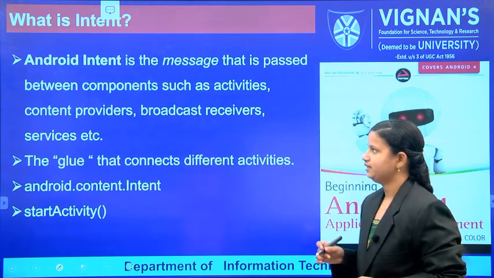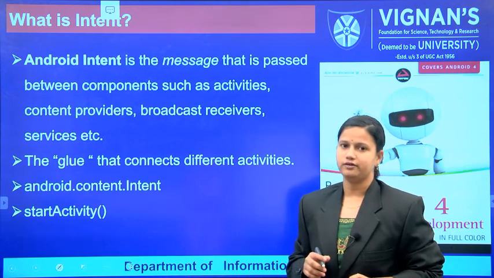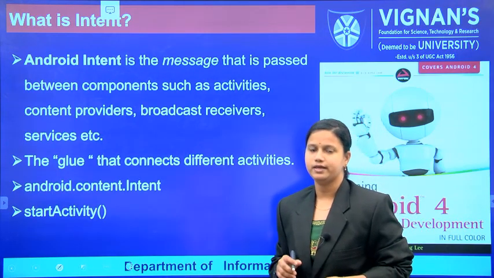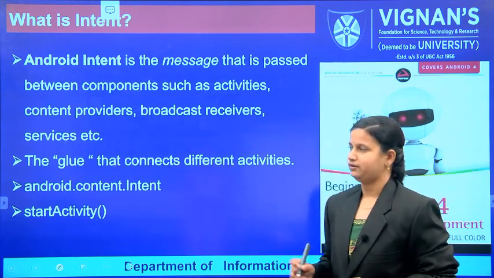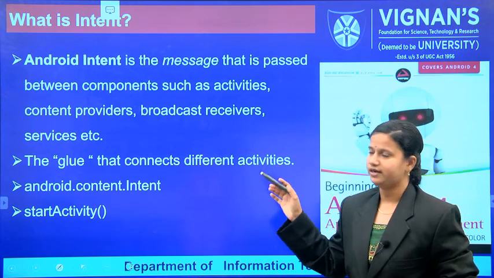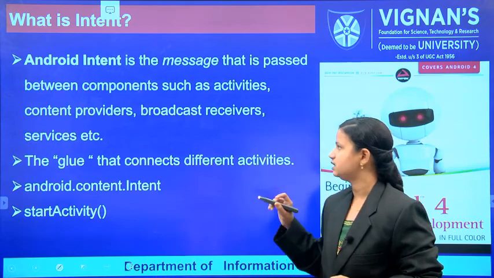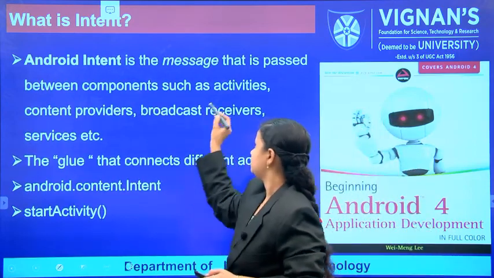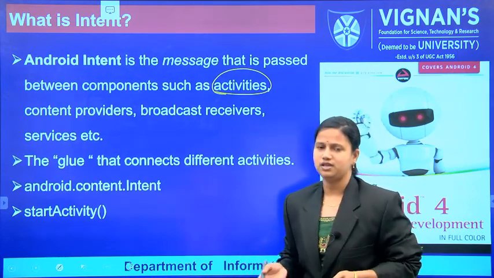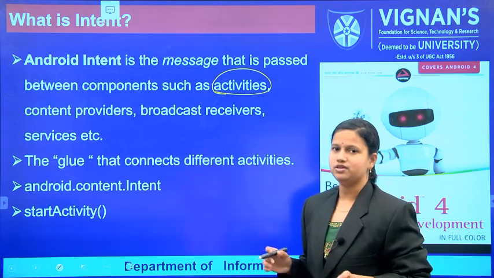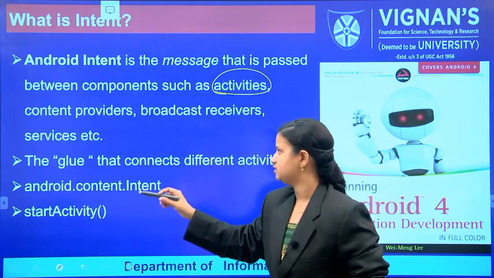Let us see the first concept. Before seeing resolving of intent filter collision, first of all we have to know what an intent is and how to create an intent for the activities. An intent is a message that is passed between components such as activities. Whatever activities are there in your application, how do we send messages between those activities? Components also include content providers, broadcast receivers and services.